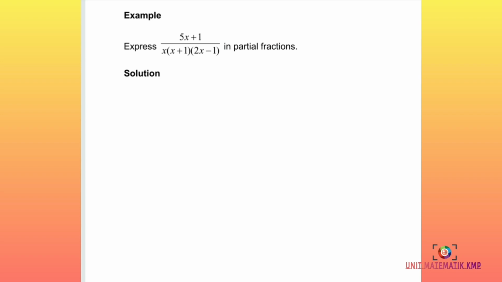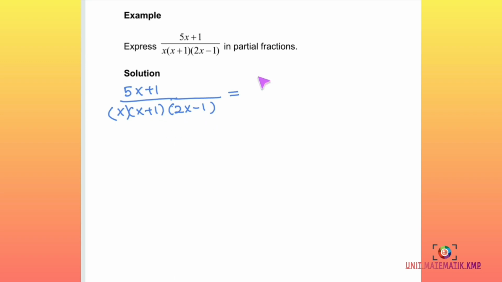Let's see the second example. Express (5x plus 1) over x times (x plus 1) times (2x minus 1) in partial fractions. Firstly, we need to split into partial fractions. Check the types of denominator we have here. The first factor is linear. Actually, all the factors given are linear, right? This is x power 1, this is also x power 1, this is also x power 1.